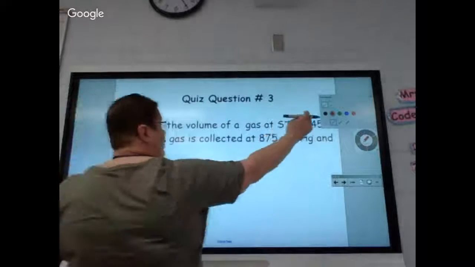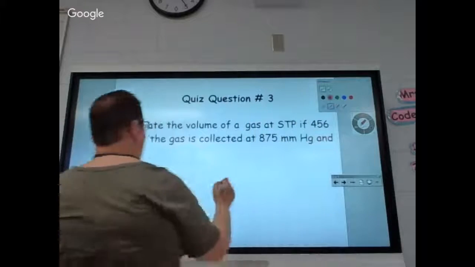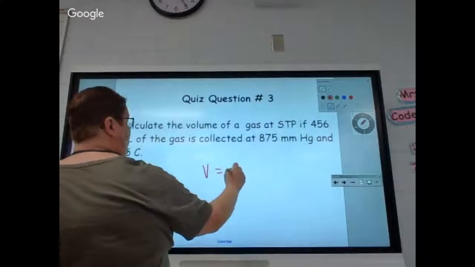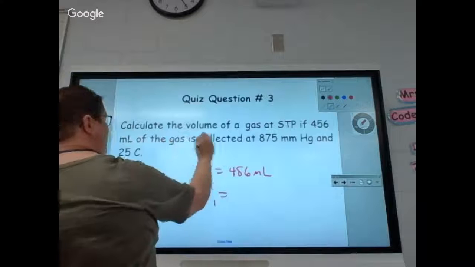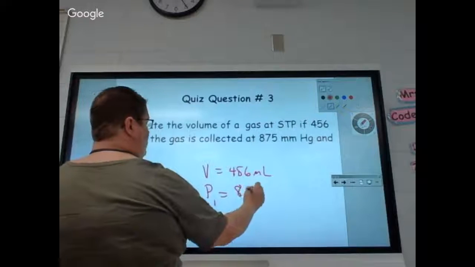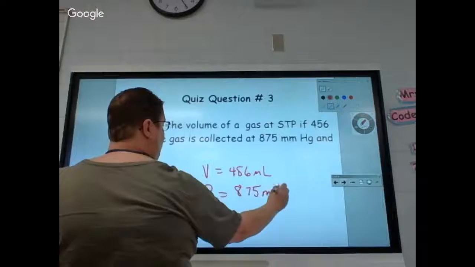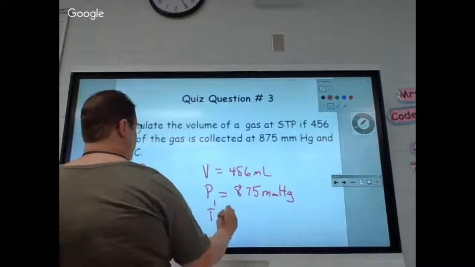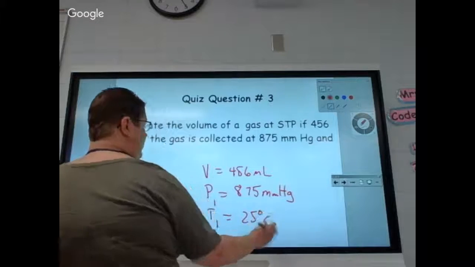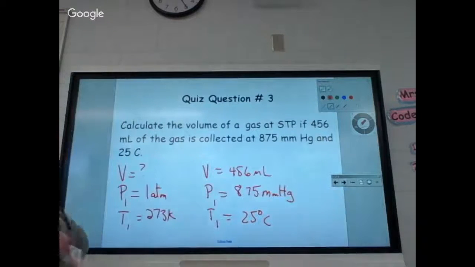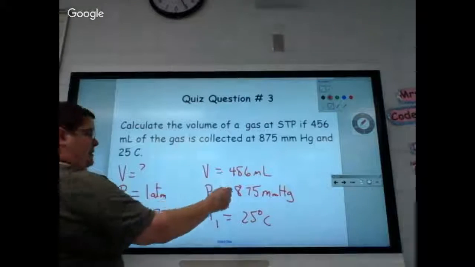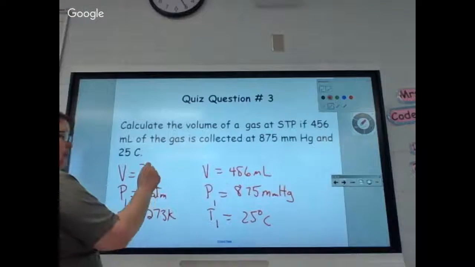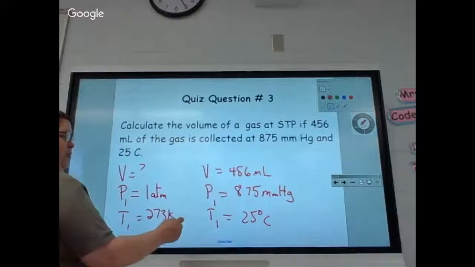That 456 milliliters then has a volume of 875 millimeters of mercury and a temperature of 25 degrees Celsius. These three things have to stay together. Does that make sense? Okay? This volume has to stay with these two numbers. Calculate the volume has to stay with these two numbers.